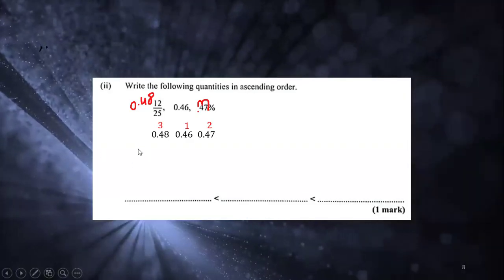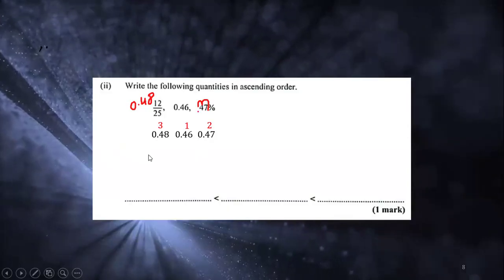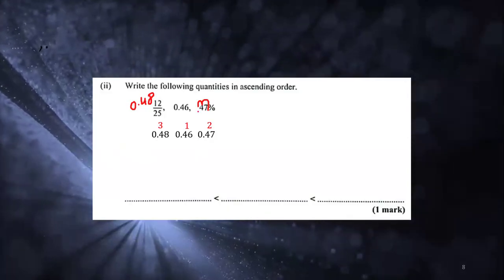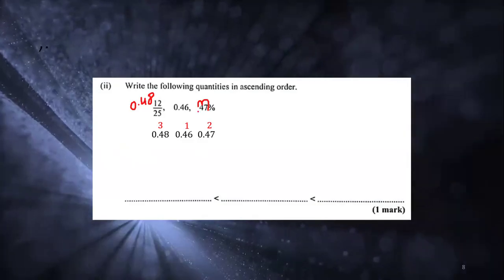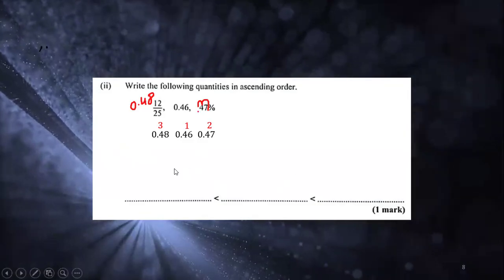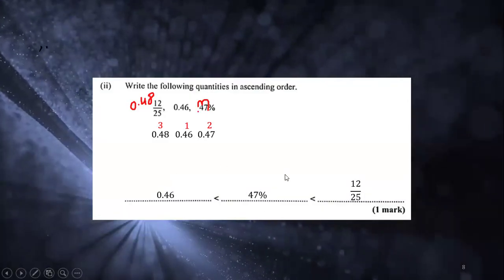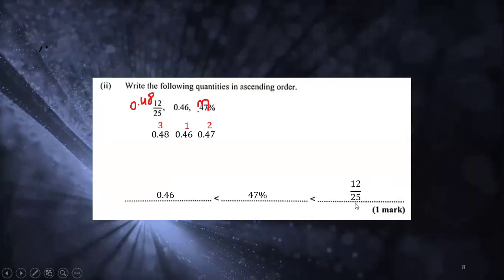Ascending is from the smallest number to the largest one. Descending is from the largest to the smallest. Right? So who goes first, who goes second, who goes third? In this case, the 0.46 goes first, 47% goes second, and the 12 over 25 goes last.